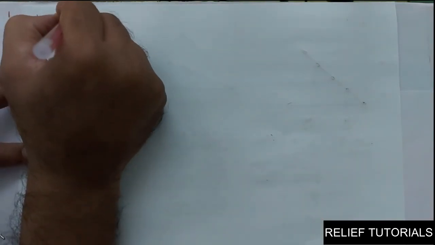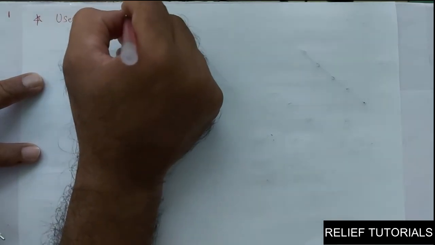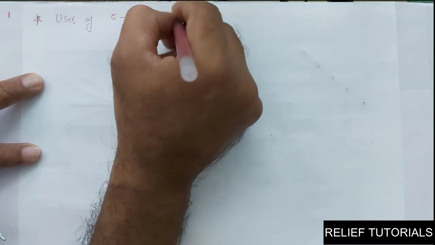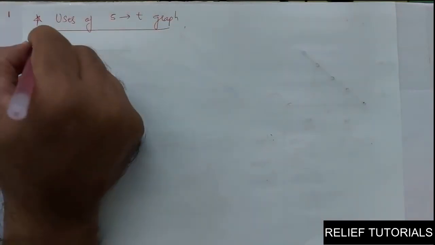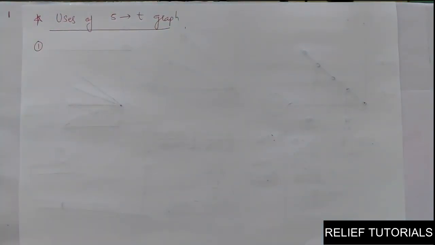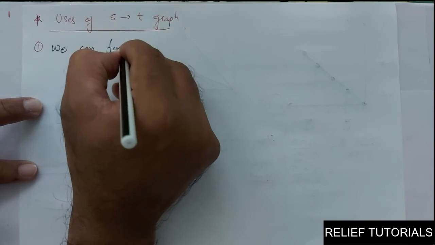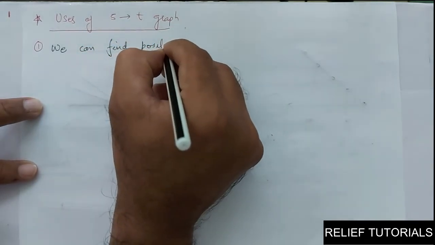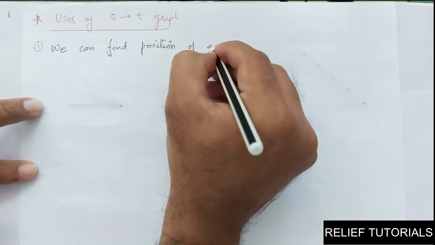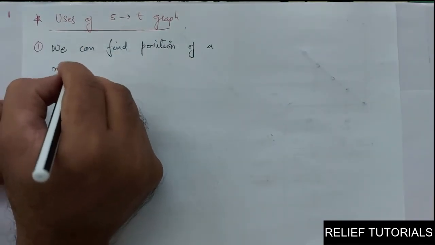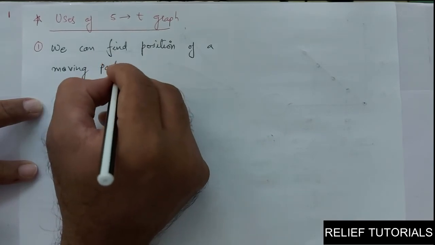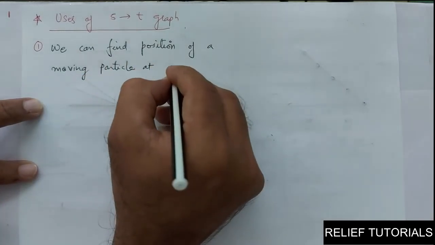So, conclusion of the whole discussion. Uses of the S versus T graph. First, we can find the position of a moving particle at any time.